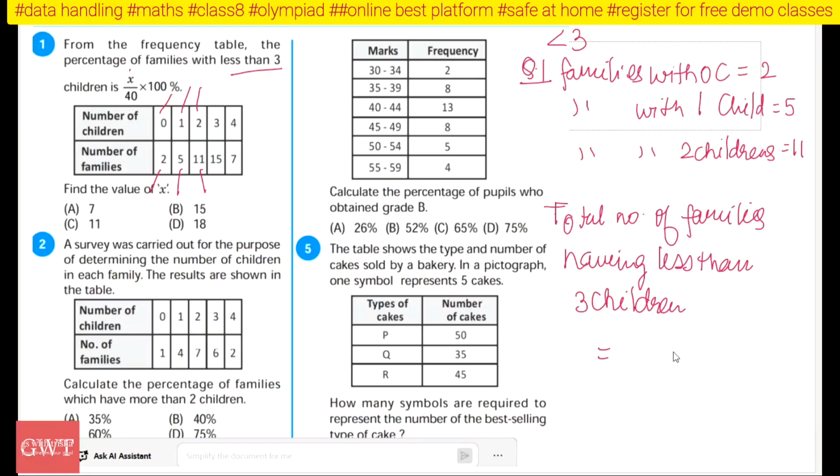It will be 2 plus 5 plus 11, right? So what will I get? 18. So my answer will be 18 only.